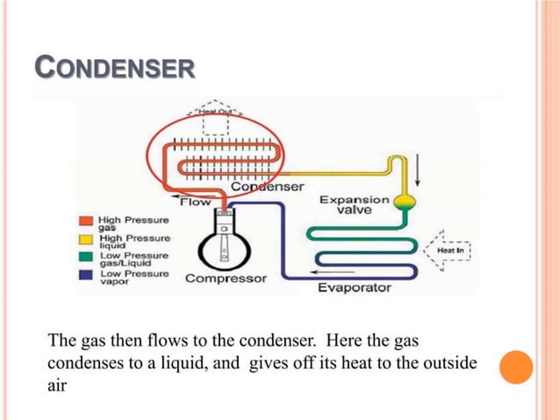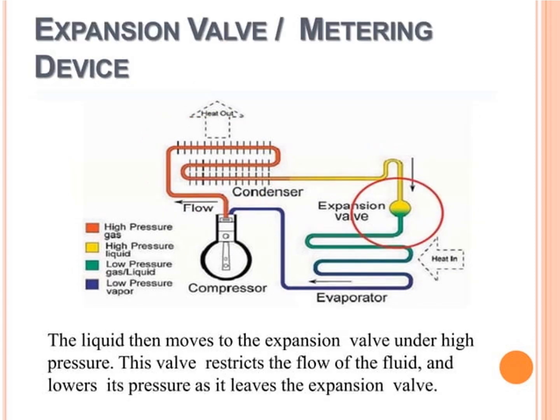So the liquid is flowing to the condenser, and the condenser is used to cool the liquid, and it is sent to the expansion valve. So here the gas condenses to a liquid and gives off its heat to the outside air. And the expansion valve, third one.